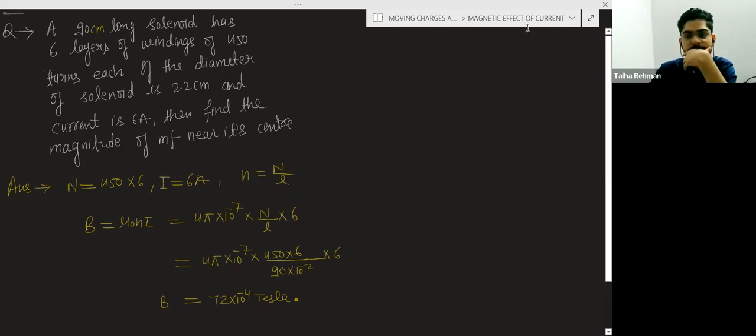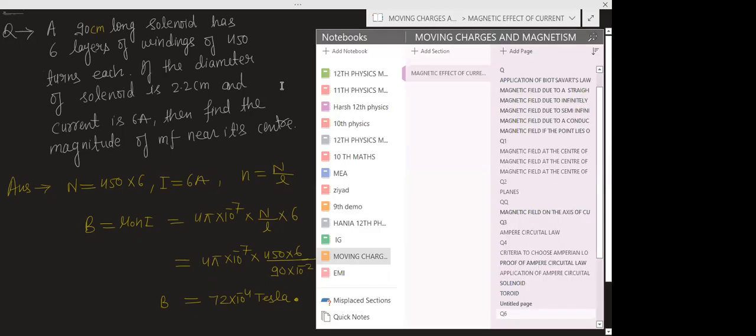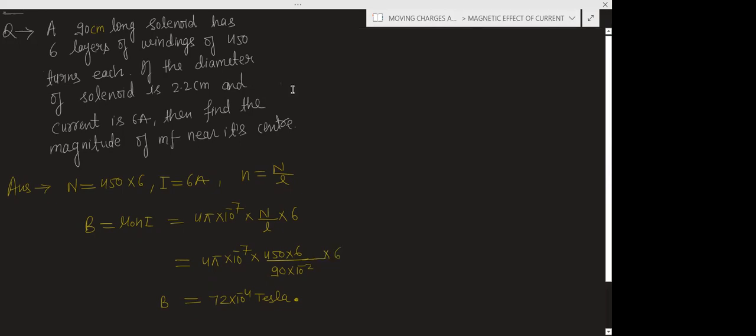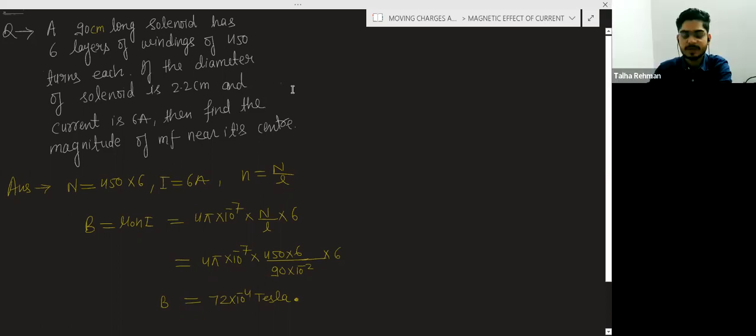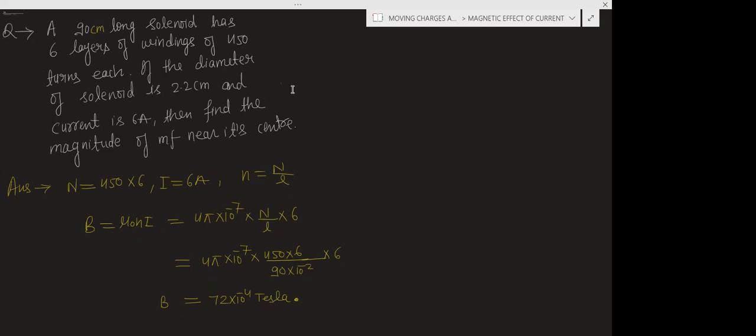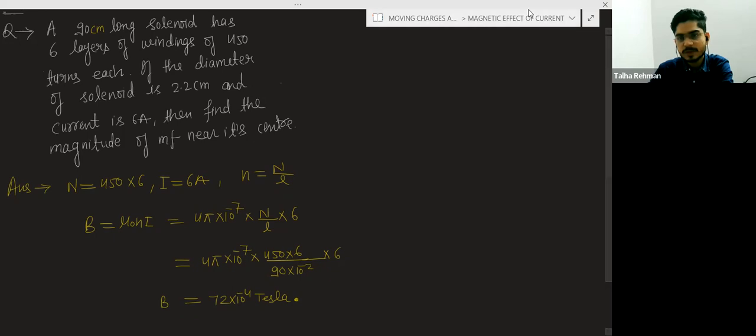So do you have any doubt in the magnetism? You can ask me. So magnetic effects and alternating currents. Magnetism. Magnetic effects, only the numericals are coming, sir.